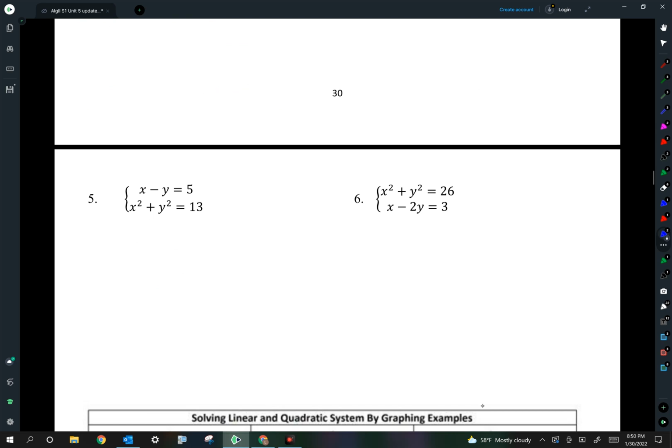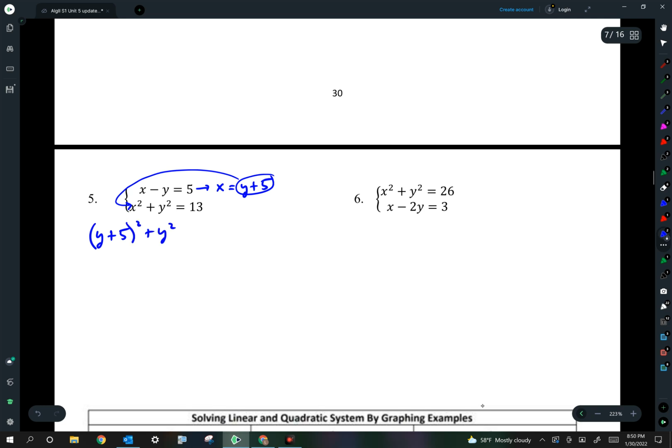So let's be smart. I'm going to take the first equation. The smartest thing would be to solve for x, so I'll add y. So x equals y plus 5. And so that means I'm going to substitute that into the other equation in place of x. So I've got y plus 5, and then that is being squared. I still have the plus y squared equals 13.